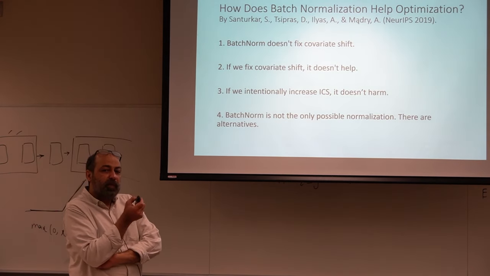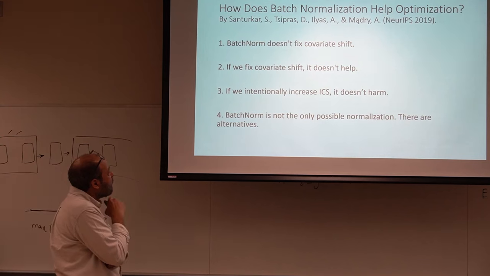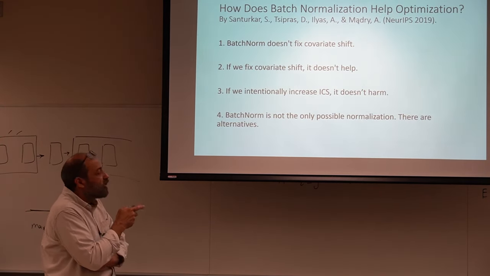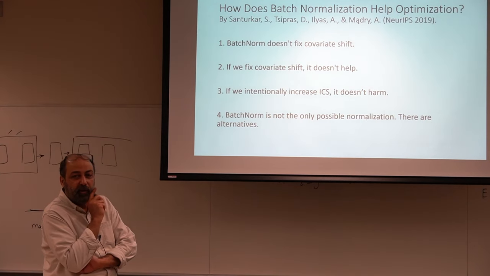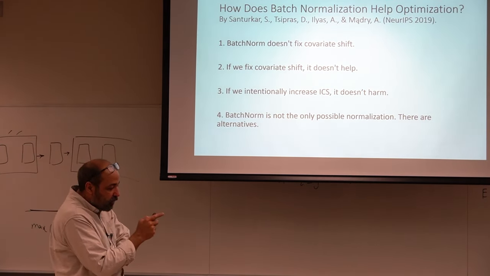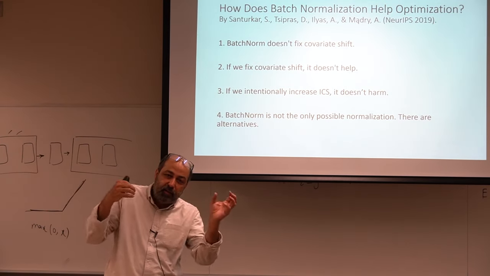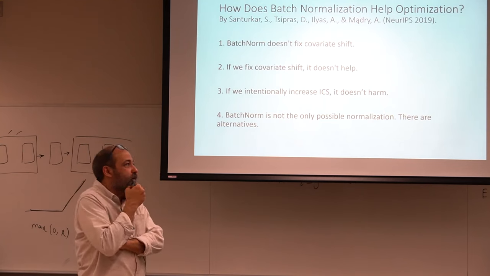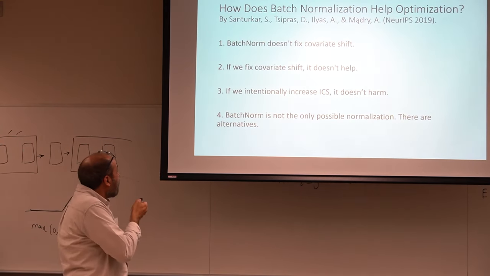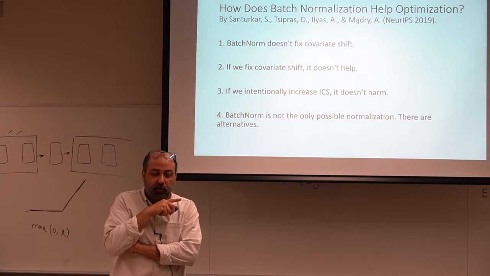But this 2019 paper has four important claims. The first claim is that batch norm does not fix covariate shift. So the main intuition was that there is internal covariate shift, and with batch norm, let's fix it. Let's adapt the distribution and fix the covariate shift. The main claim of this paper is that batch norm does not fix covariate shift.